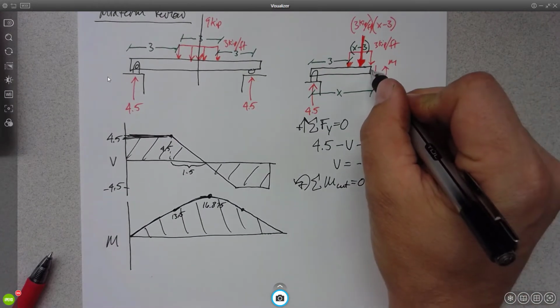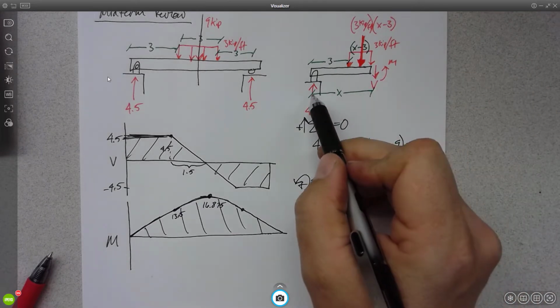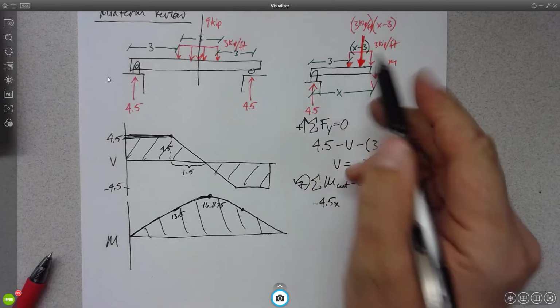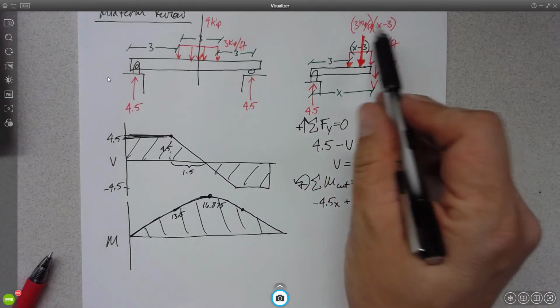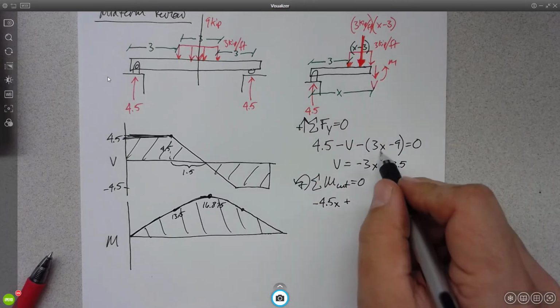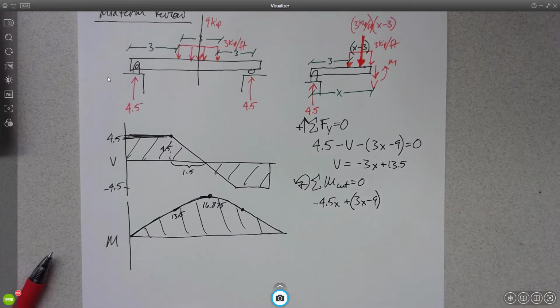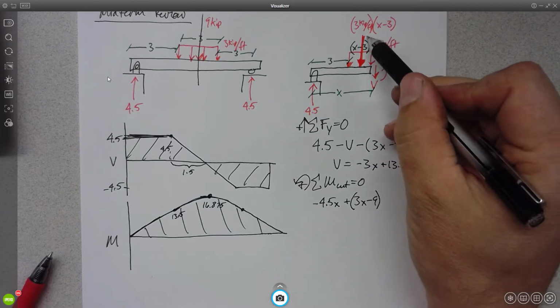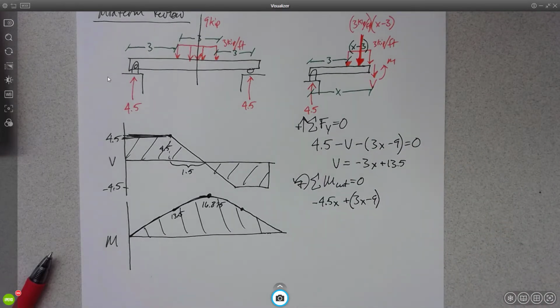So if I'm summing this about the cut, I'd have minus 4.5x, right? That's this guy. Plus, what am I going to do with this? Well, I'm going to use the magnitude of that force, which we think is 3x minus 9. That's the magnitude of the force, times the distance from the cut. What's that distance from the cut?